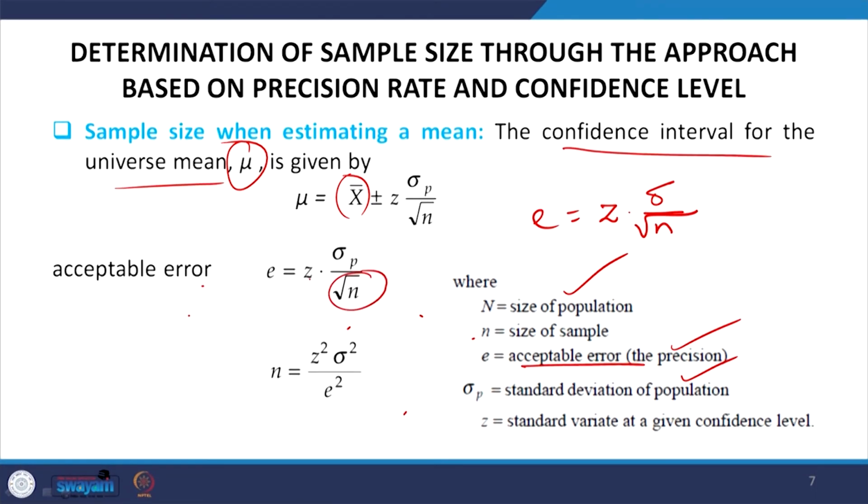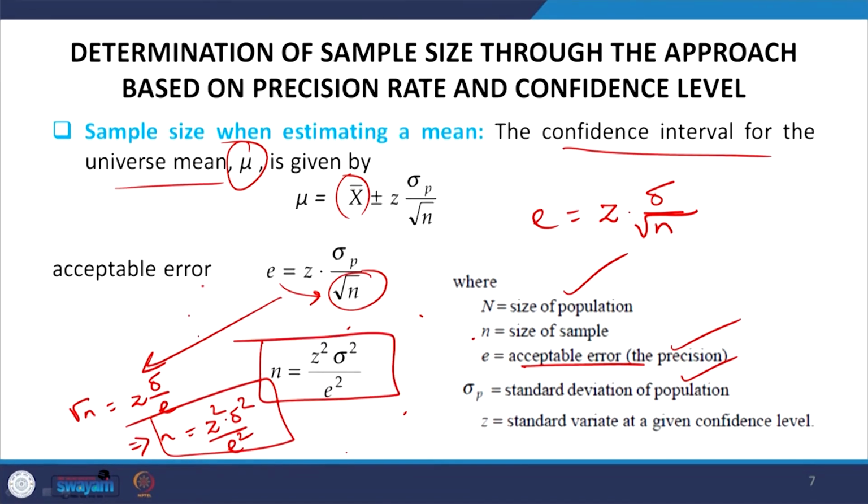Now n, if I calculate further, I will take E here. So square root of n is equal to z times sigma divided by E. So now n boils down to z square times sigma square divided by E square. So E is calculated, this is what E is defined. And this is what the sample size, small n, stands for. So the sample size is correctly estimated.